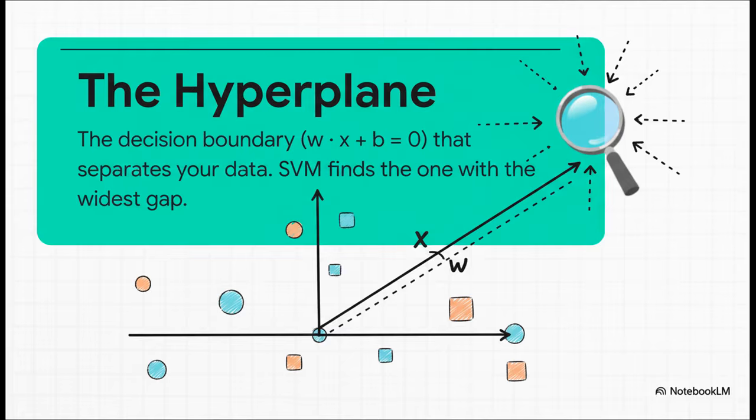So let's do a quick example. Imagine your weight vector W is 2, 1, your new data point X is 3, -4, and your bias B is -1. You just plug it in. 2 times 3 plus 1 times -4 minus 1. That's 6 minus 4 minus 1, which gives you a positive 1. Because the result is positive, the model shouts, "That's class 1." If it had been negative, it would have been the other class. See? That's the decision rule right there.